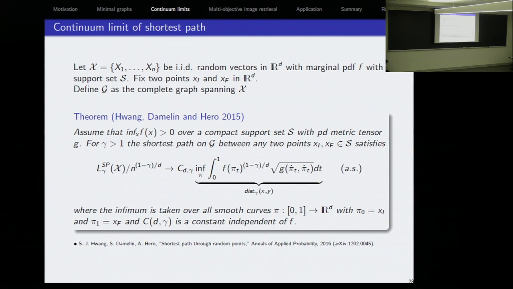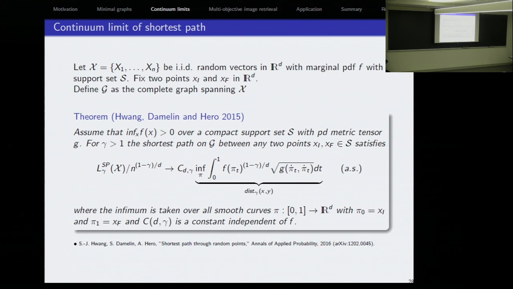The distance between points that's along this weird relativistic path I was telling you about depends both on the density function and on the geometry of the support set through this metric tensor G, that is a function only of the differential of the path, which is parameterized by t, right?